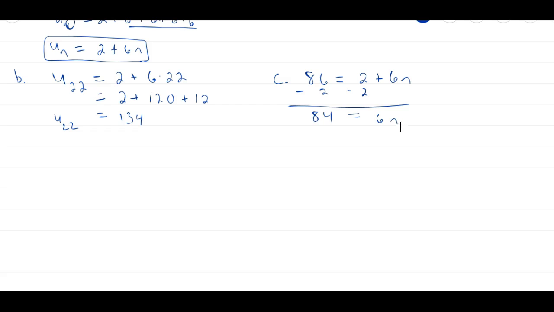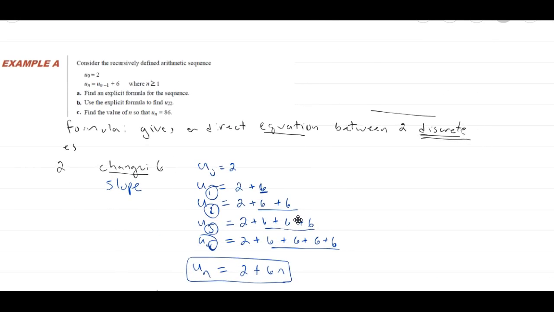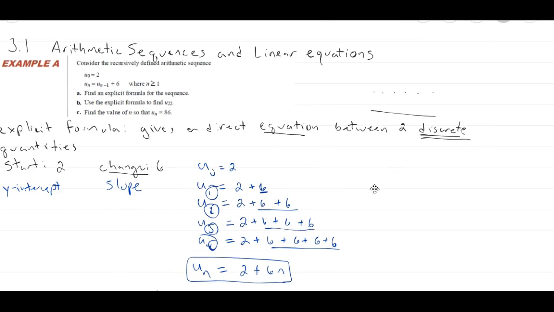And you say, well, if I want to find out what n is, I have to divide by 6. How many times does 6 go into 84? Well, 84 is 60 plus 24, divided by 6, and that equals n. 6 goes into 60 10 times, 6 goes into 24 4 times, so this would be 14. Alright, 84 divided by 6 is 14, so we can say 14 equals n, which I believe is what they were looking for, right? Yep, find the value of n so that u sub n equals 86. We got that. We're all good.